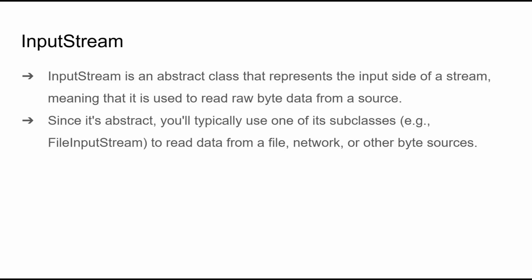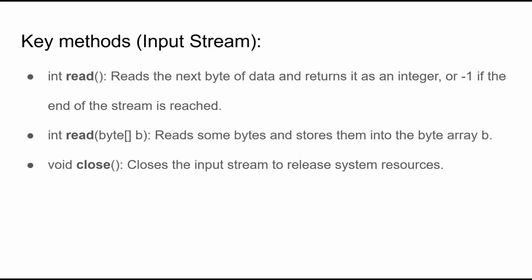For example, we have child classes or subclasses for this. One example is FileInputStream, which is used to read data from a file, a network, or other byte sources. Let's see the key methods available in InputStream. We have a read method, which reads a byte of data and returns it as an integer.